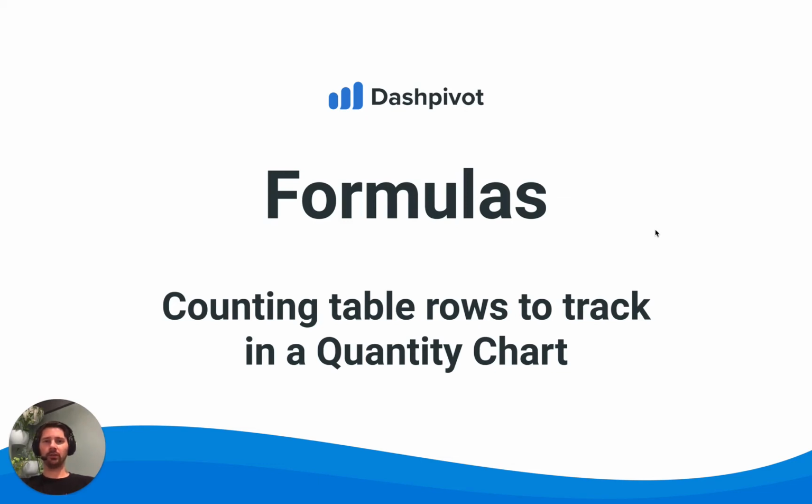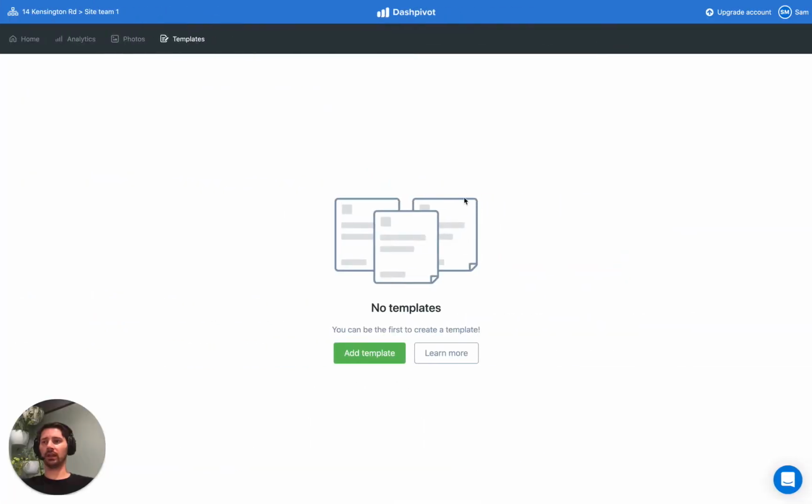In this video, we're going to look at a fairly simple formula that you can use to count the number of table rows in a table field to track using a quantity chart. So in the example in this video, we're going to look at setting up a template for an inspection, and we're going to create a table for tracking the number of defects, and then we're going to build a chart that can then track that and give us some insight into the status of each of those defects inside of that table. So let's go ahead and set up a template.